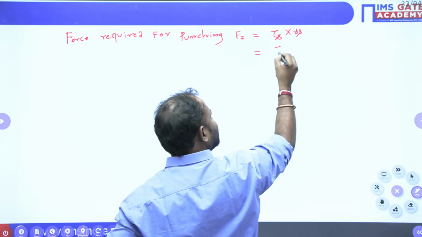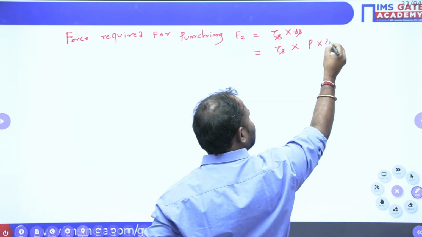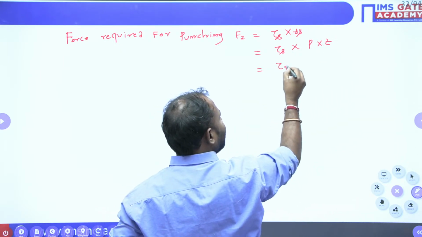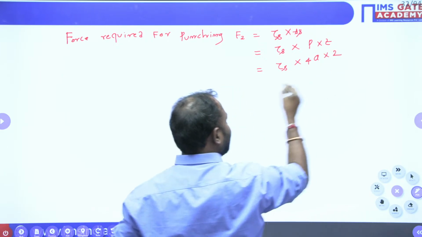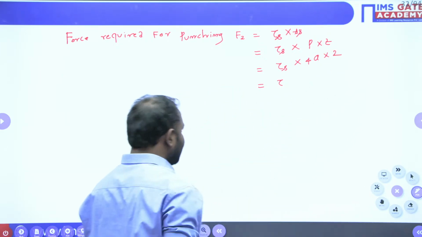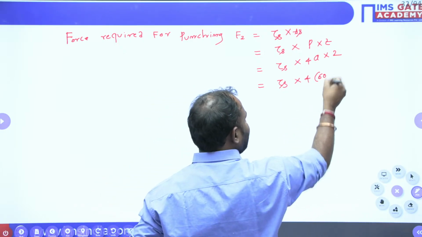Now shear stress I'll keep like that only, same material. Now perimeter into thickness. What is the perimeter here? Here also 4A into thickness, which is 2 mm here. Now here the side is how much, guys? 60. 60 only, no?